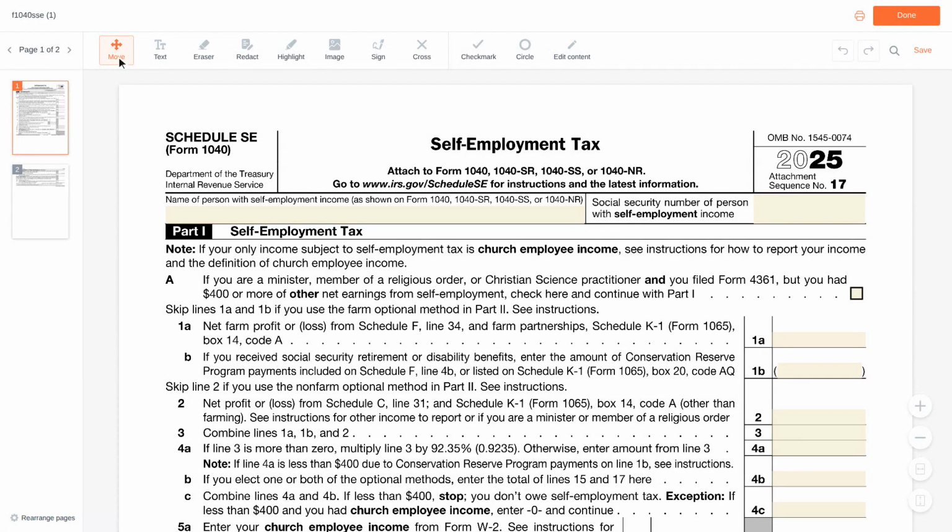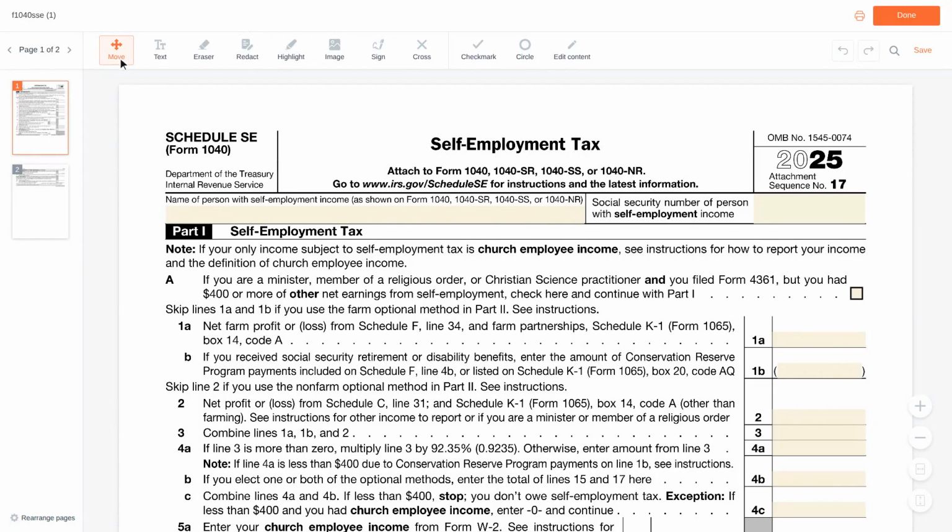Schedule SE figures the self-employment tax you owe on your net earnings from working for yourself. This tax covers Social Security and Medicare, the same contributions an employer would otherwise split with you. The rate is 15.3% on net earnings up to the Social Security wage base, then 2.9% for Medicare above it. You can deduct half of it as an adjustment to income.